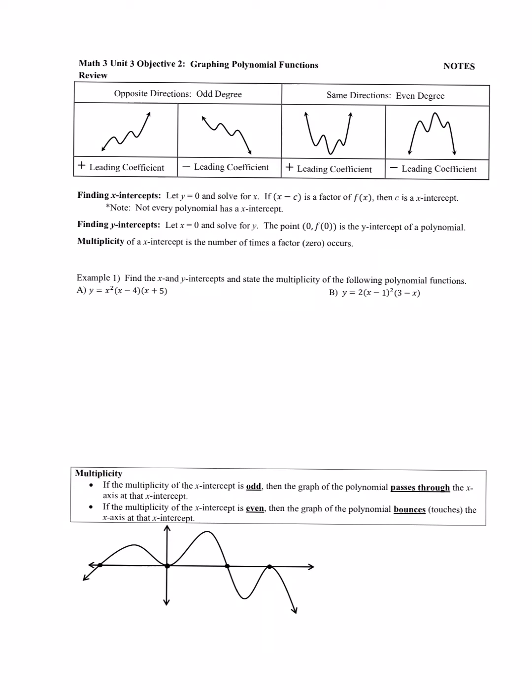All right, so for Math 3, Unit 3, Objective 2, we're going to be looking at graphing polynomial functions. One of the things that we're going to have to know is our degree again, from our first objective. Is it odd or even? And we're also going to have to know our leading coefficient. Is it positive or is it negative? These are all important things.